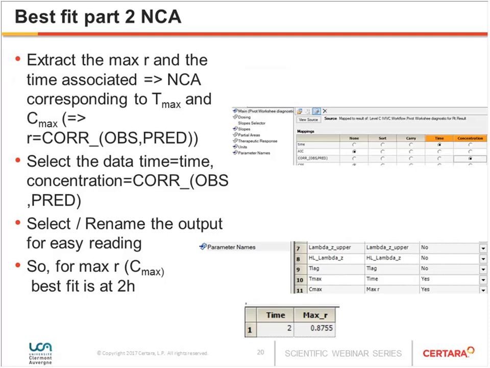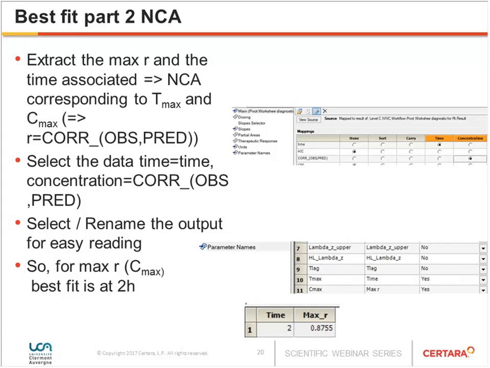So you are going to select, in this case, in the NCA, the time is going to be time, and the concentration is going to be the correlation coefficient. You are going to go then in the parameter name panel, and you are going to change the Cmax by max R, which is the maximum coefficient of correlation. You can see it in the below part on the right part of this slide. And when you run it, you will have extracted the maximum R, which is the maximum coefficient of correlation, and the time to have it.